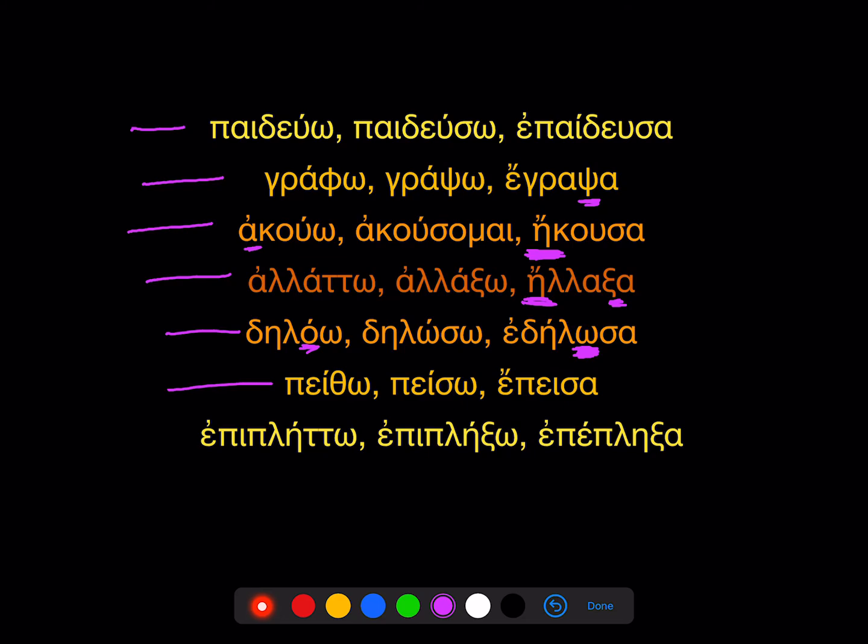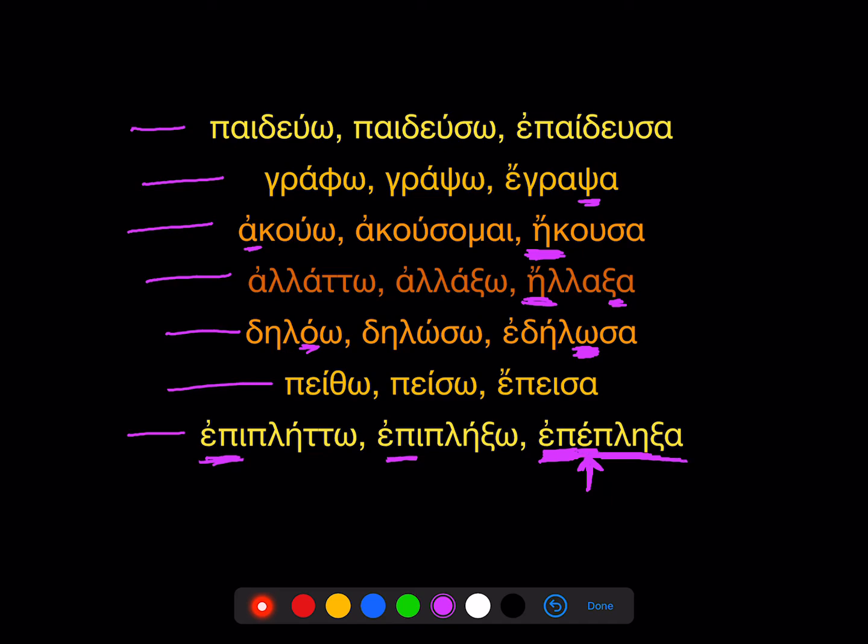Peitho, peiso, epeisa, again a dental disappearing. And epiplétto, epipléxo, epéplexa. Notice if you have a compound that has this prefix here, the augment, the syllabic augment, or the lengthening, are going to happen right there, okay? Before the stem of the verb, after the prefix. So, epéplexa, that's our augment right there.